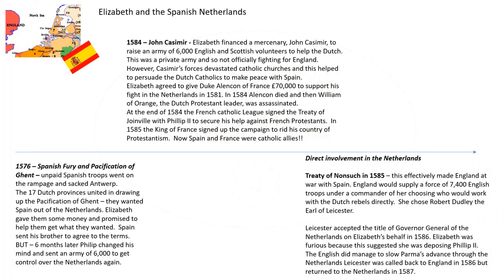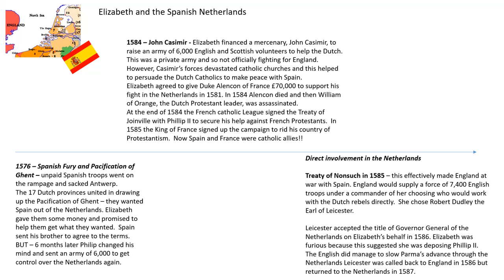Okay, welcome back. Now, to be fair, it's probably the case that it's difficult to find many successes. There is a moment here in 1576 and the Spanish Fury and the pacification of Ghent when the Spanish have to give in to the Dutch provinces' demands, and Elizabeth has given them some money and she's supporting them, and it seems like they've achieved what they wanted to achieve. But then 6 months later, Philip changes his mind, sends an army, and gets control of the Netherlands again. The expeditionary force under John Casimir is a complete failure.